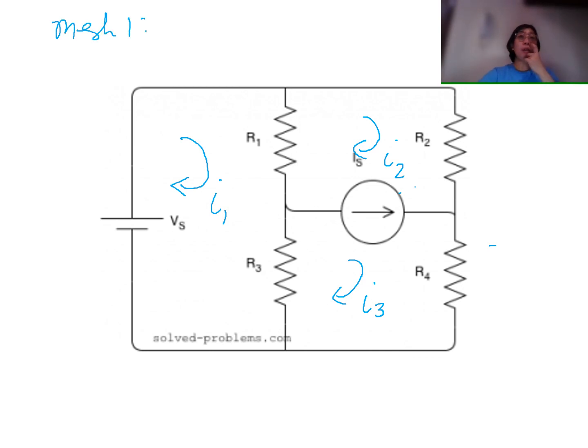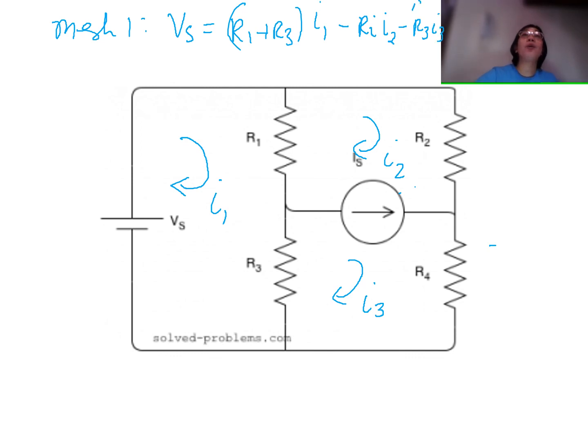So for mesh number 1, we have positive Vs is equal to all of the resistors connected at mesh number 1. So we have R1 plus R3 multiplied by I1, minus the resistors which share with mesh number 2, so that is R1 times I2, then again minus R3 times I3. So this is your first mesh equation.